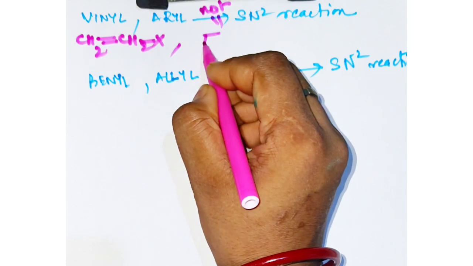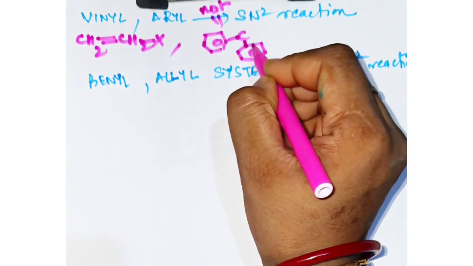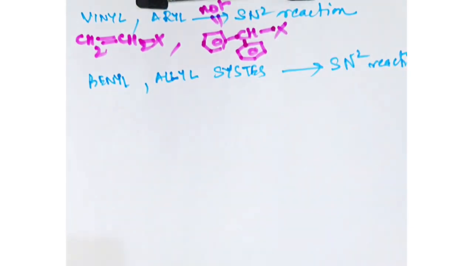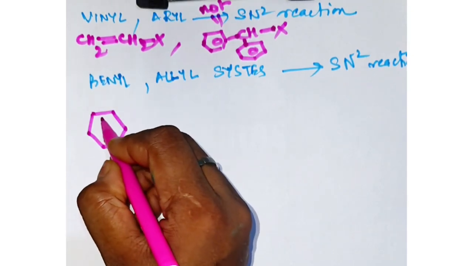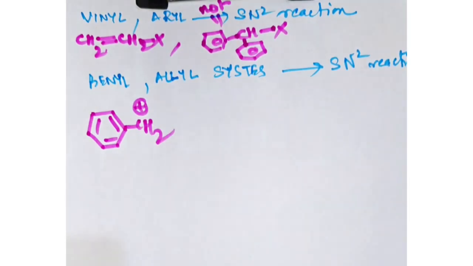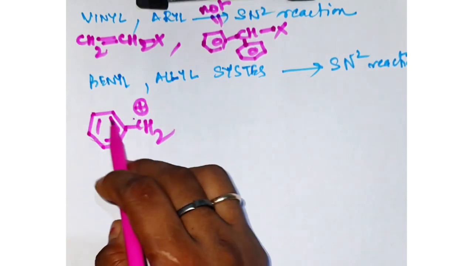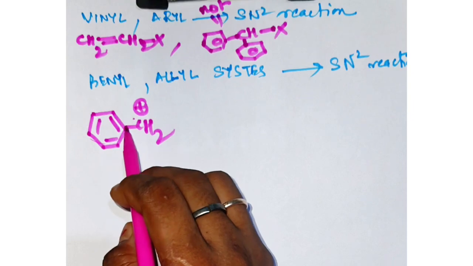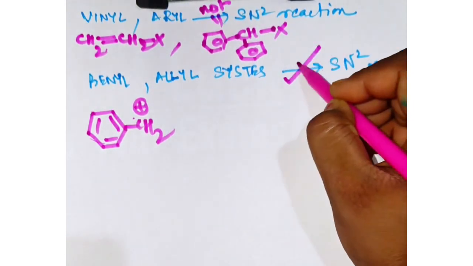Aryl means you have a phenyl ring, and suppose you have another phenyl ring, and CH, and suppose X. So these kinds of molecules will not go for your SN2 reaction. Whereas benzyl means you have, see here, CH2+. Okay, this is called your benzyl system. In the benzyl system, this positive sign is very easily stabilized due to resonance. Therefore it will go for your SN2 reaction very easily.